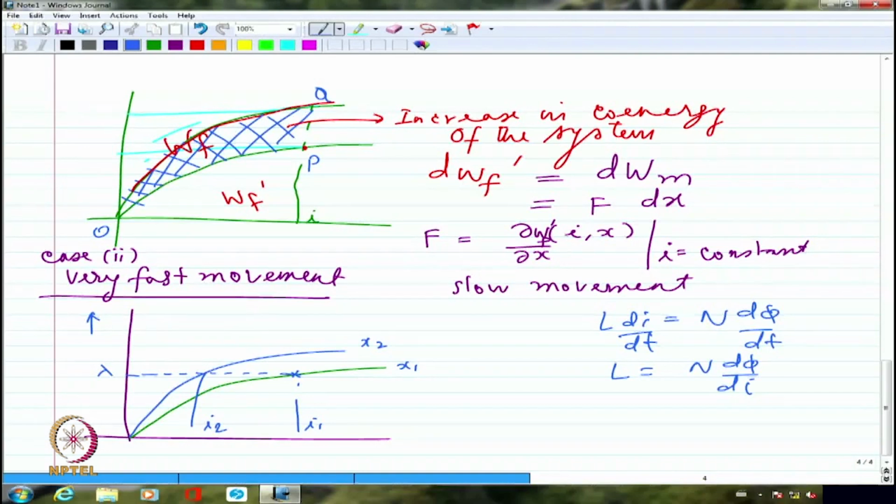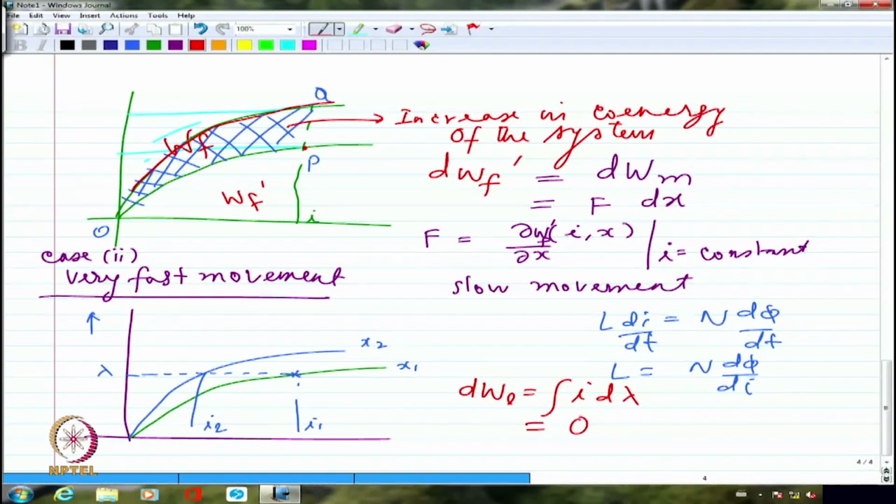Okay? Fine. So we have here this as lambda. We already said that dWe equals integral of i d lambda. There is no change in lambda, so the electrical energy input is literally 0. Are you getting my point? We are really not getting any electrical energy input.